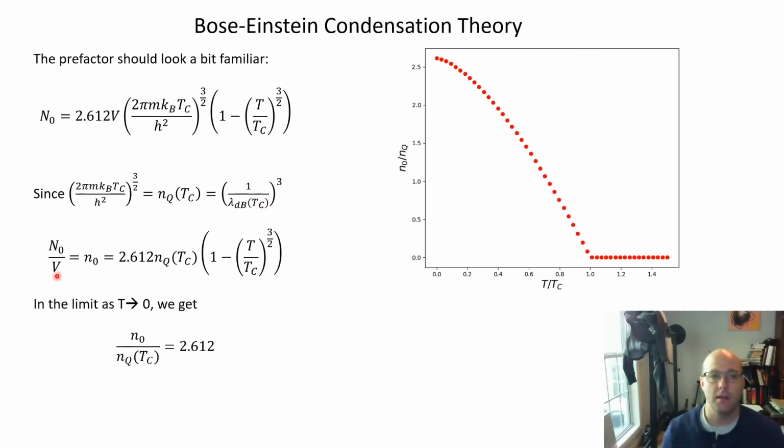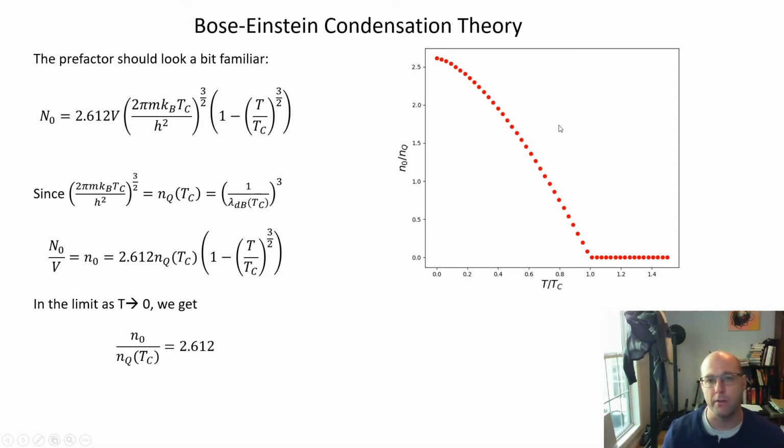And so you can see that the number of ground state atoms per unit volume, where I've just divided out the volume here, which is equal to the number density of atoms in the ground state, is equal to 2.612 times the quantum concentration evaluated at Tc times this temperature-dependent factor that tells us about the transition. So the thing I want to say is, as T goes to 0, the ratio of the number density in the gas to the quantum concentration at Tc is this number 2.612. So that's sort of telling you something about where they get this value of 2.612.